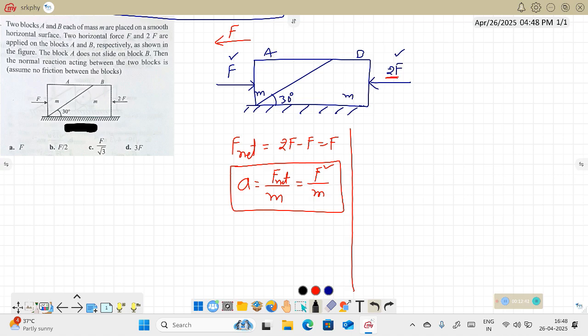Now if you see this one, they are asking for the normal reaction. Where does the normal reaction act? Normal reaction is one of the contact forces. It always acts along the contact between the two surfaces. This is the contact between the two surfaces, yes or no? So it always acts normal to the surface.